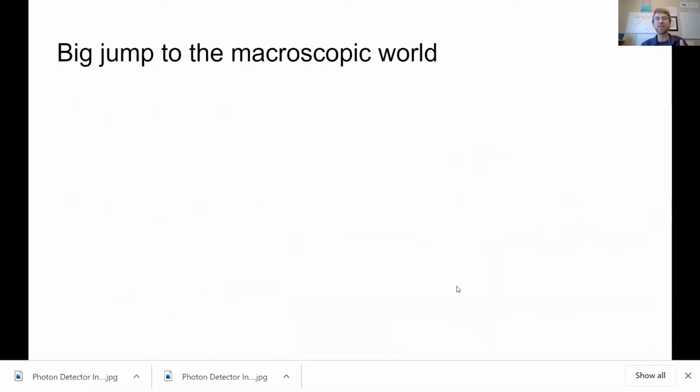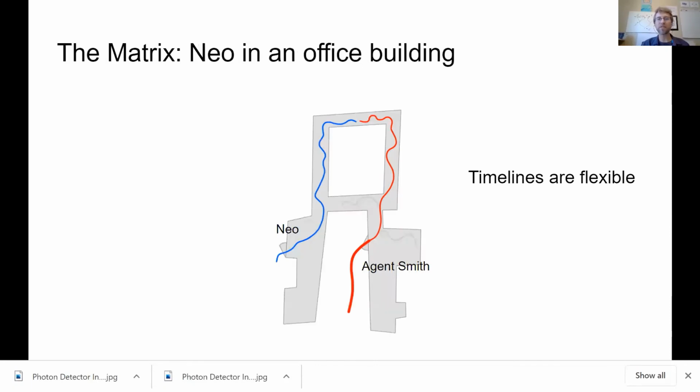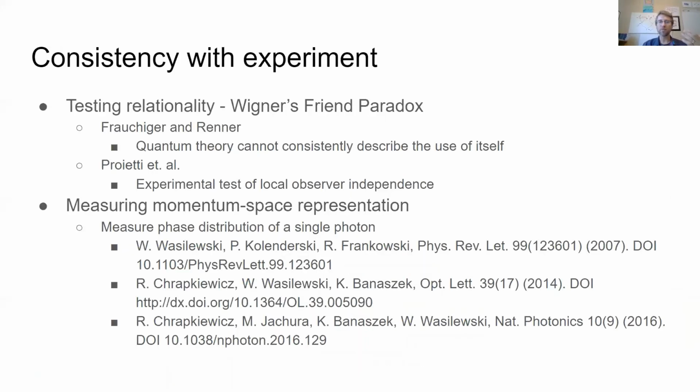It's a big jump to take these conclusions to the macroscopic world, but I do make that argument in my paper. So to take us back to the Matrix and timelines are flexible argument, Neo walks into the building, he goes and finds Agent Smith, but if he makes a different choice and goes down a different pathway, he finds Agent Smith there too. So there's some experimental data that supports, or is consistent with, I should say, this model, the relational model of quantum mechanics and Wigner's friend paradox, as well as measuring momentum space representation, measuring holograms of a single photon. These are some of the experimental results that could be beneficial to testing this.